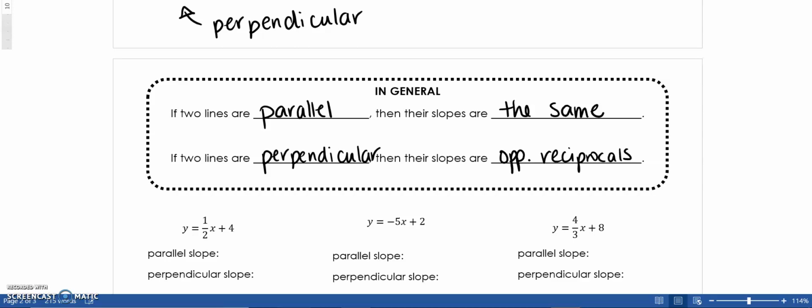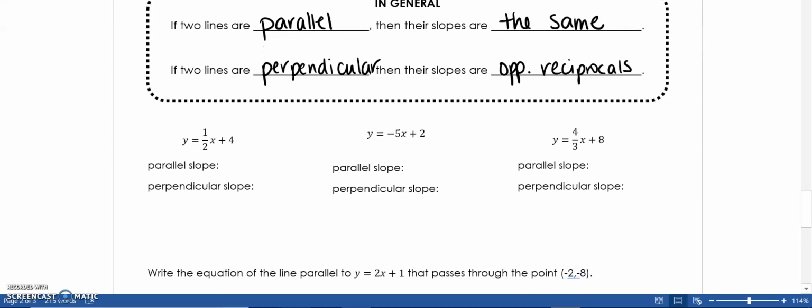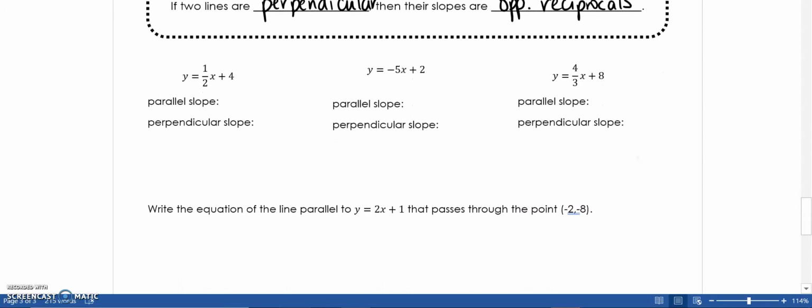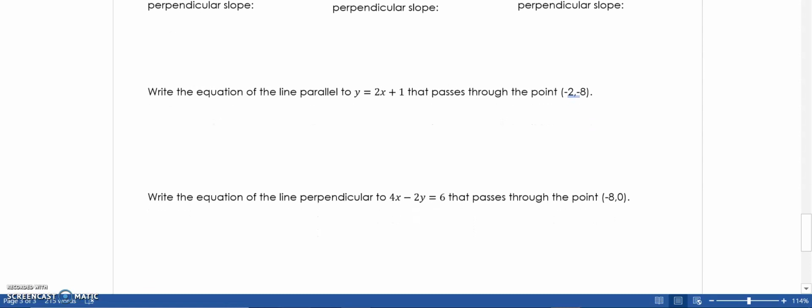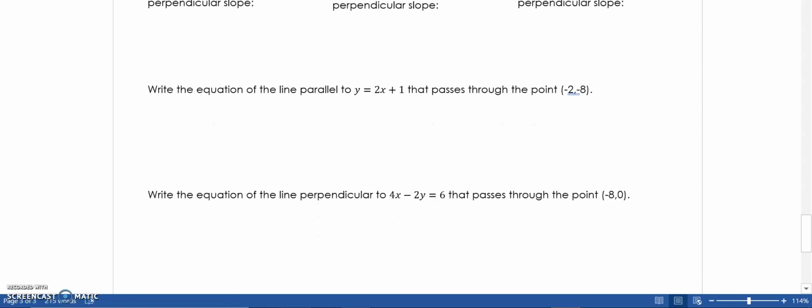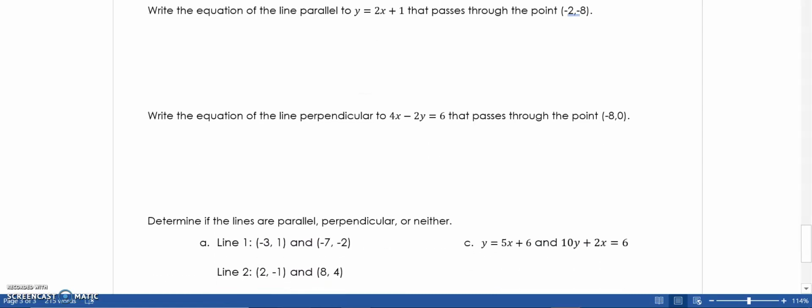Okay? So for your homework tonight, what we would like you to do is answer the rest of these problems. So identify, given this equation, what a parallel slope to it would be and what a perpendicular slope would be. So do that for those 3 problems. Write down the equation of a line parallel to this line. So think about what kind of slope you would need. And this is the given point. Same thing with the next one, but it's perpendicular.